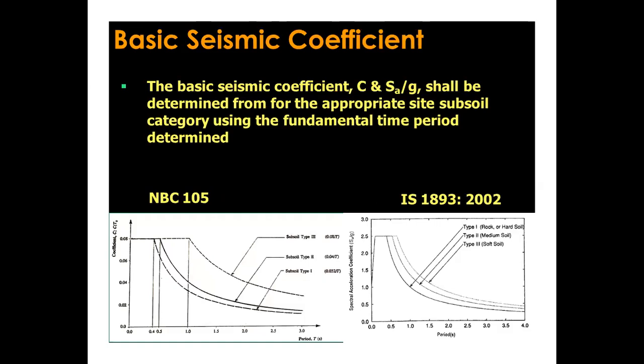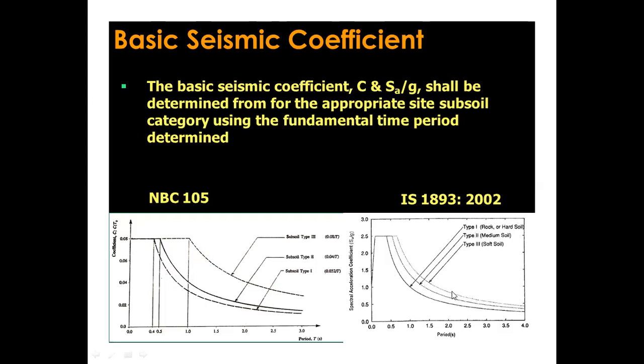Next is the basic seismic coefficient, right? The basic seismic coefficient C and Sa by g shall be determined from the appropriate site subsoil category using the fundamental time period determined, right? So how do we find Sa by g? Sa by g is generally given in this chart. Sa by g is found by using the fundamental natural period and the type of subsoil, which is denoted here.